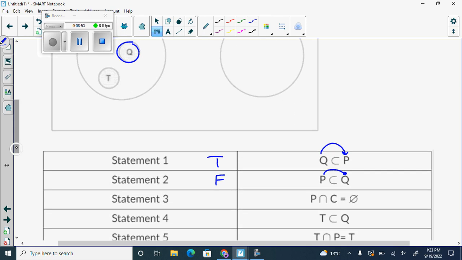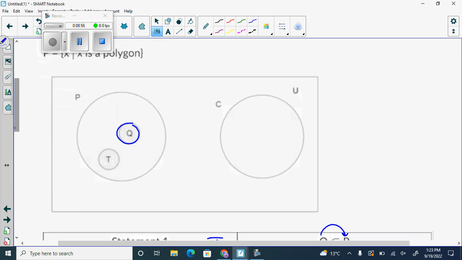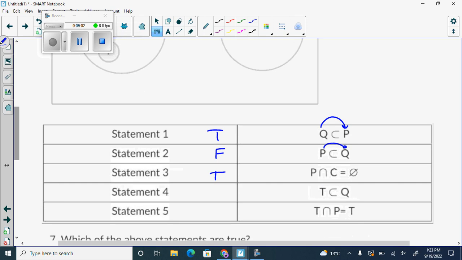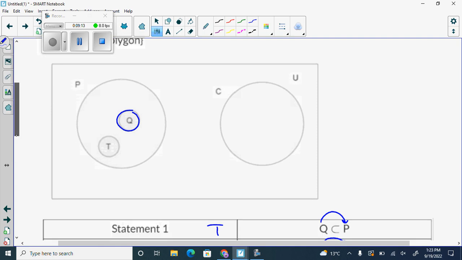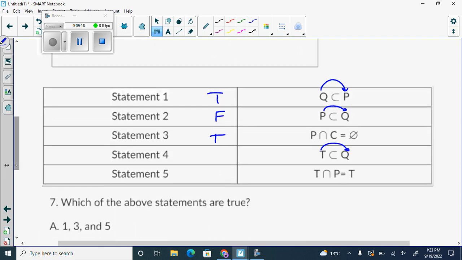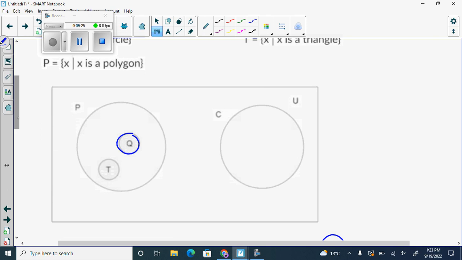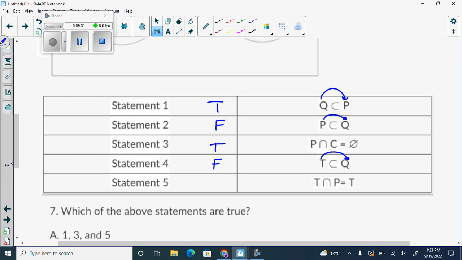Then the next one says P and C equal the empty set. In order for P and C to equal the empty set, P and C have to have nothing in common. P and C are disjoint. So that's true. They equal the empty set. T is a subset of Q. In order for that to be true, everything in T has to be in Q, or T has to be the yolk of Q. Is T a yolk in Q? T is a yolk in P, so if they said T was a subset of P, we'd be good. That's a double yolked egg there. A winner, but not in this instance, so false. And then we have T and P equals T. So if I take the T and P overlap, that's just this, correct? T and P overlap, so it's just equal to T, which is true. So it's letter A, 1, 3, 5.